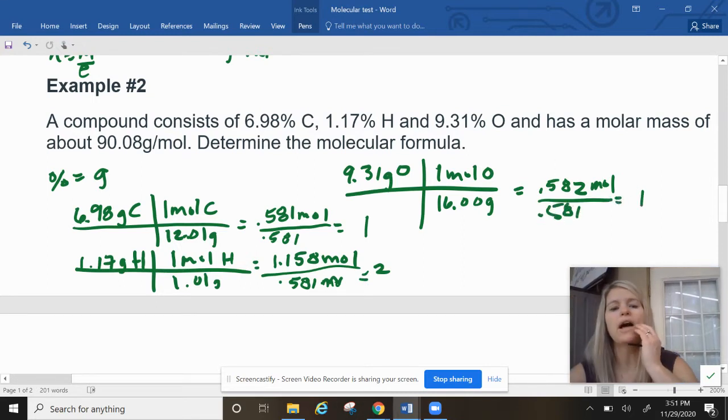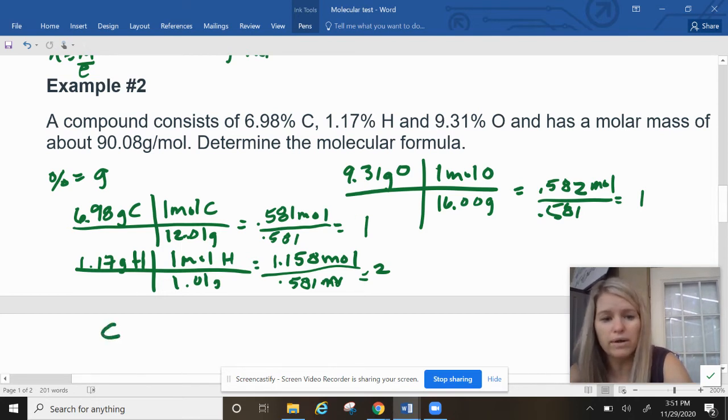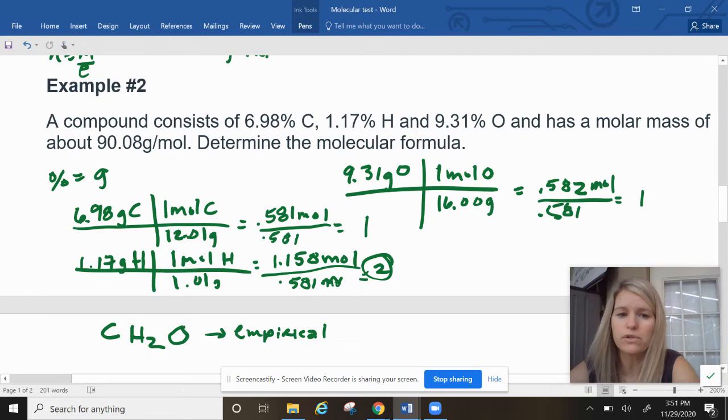Okay, so that means that this is giving us our empirical formula. Our empirical formula is C1, which we don't need to write the 1, H2O. So that's our empirical formula. You can tell it's empirical too because it's reduced. Now, it says, what's the molecular formula?